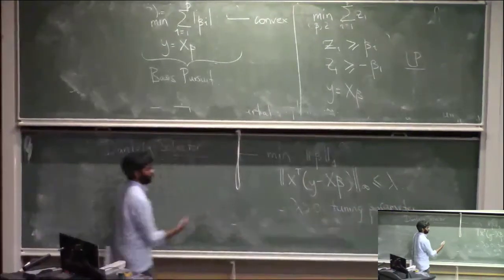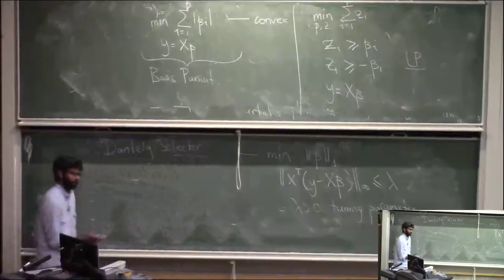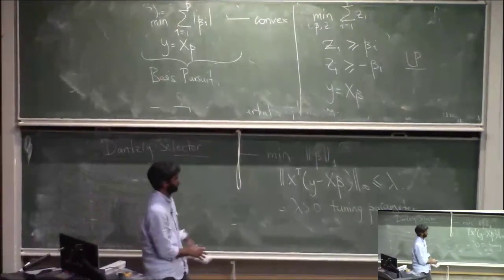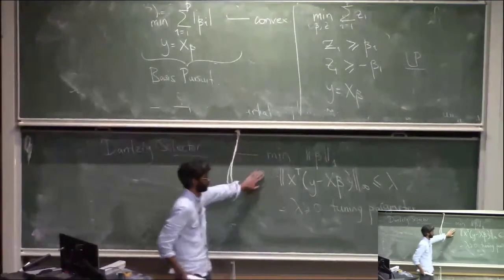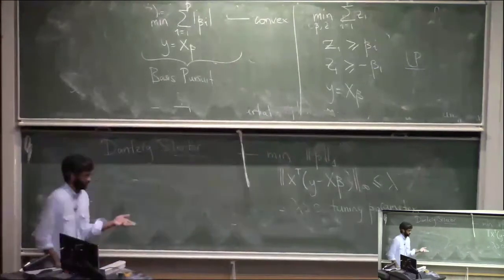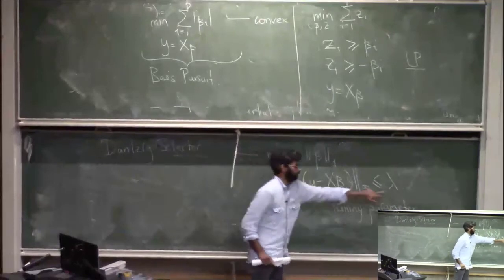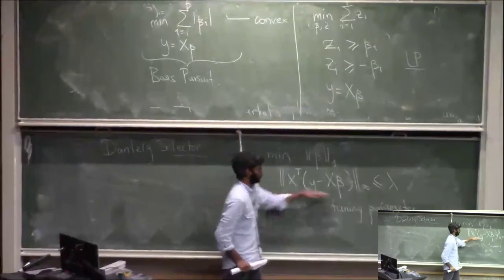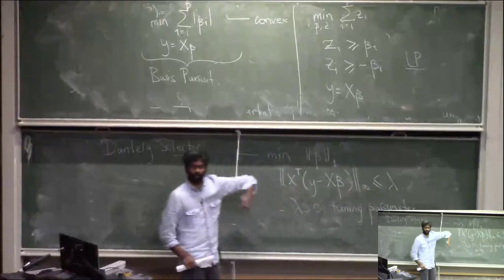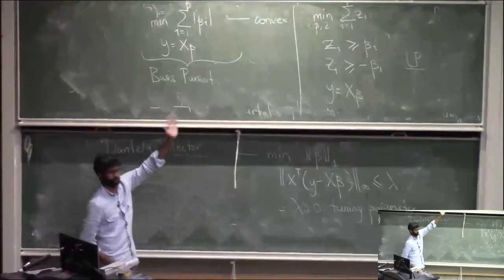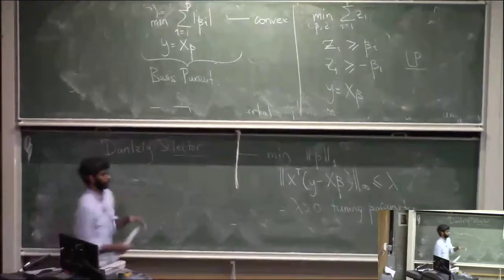Okay, so this program, whatever it is, it's called the Danzig Selector. I'll try to motivate it in a second. But for now, the first thing to observe is that this is also a linear program. You can convert it to a program that looks like that in exactly the same way. The L infinity norm being less than lambda is the same as each entry of this vector being less than lambda. Those are all linear constraints. The L1 norm you can relax in the same way. So this is an LP.